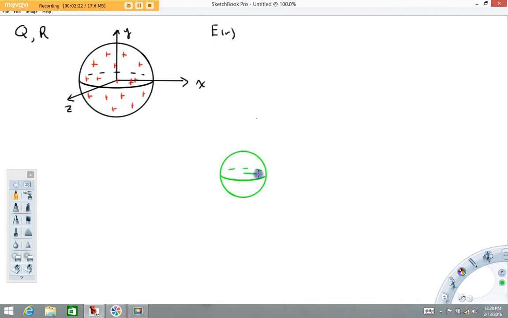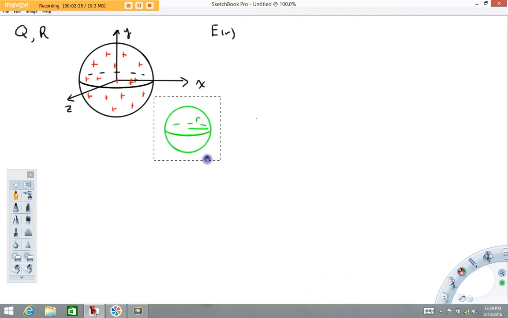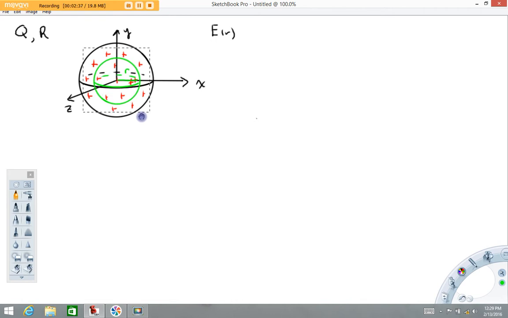It has a certain radius. That's going to be little r. Little r in this example is going to be the radius of my Gaussian surface. Now I'm going to move that surface inside of this charge configuration. If this were your homework, you would draw it here. So there's my Gaussian surface, and before I do anything else, there's a very important point that needs to be made.